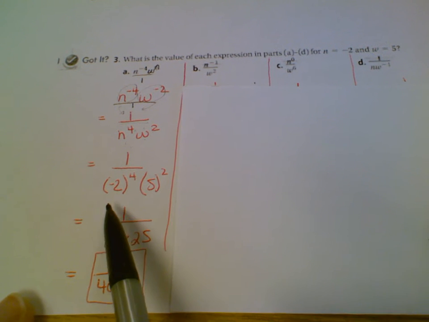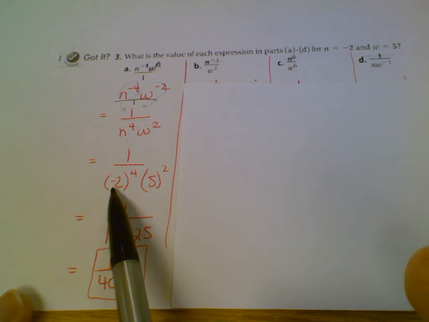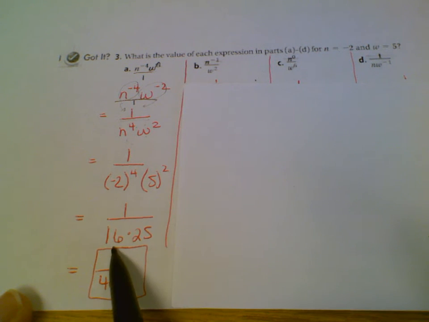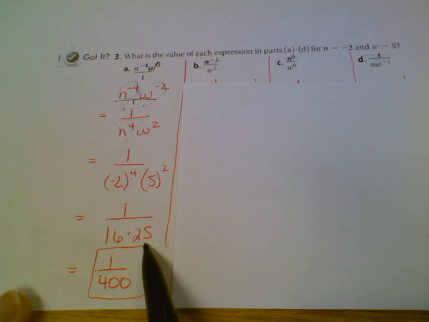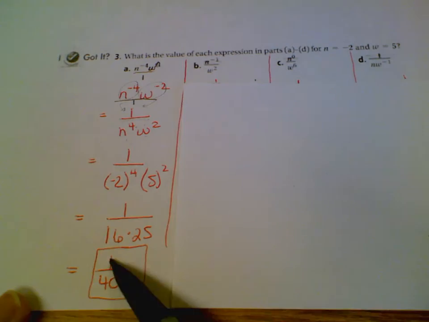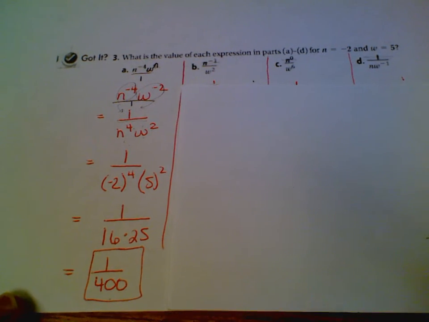Now I'm going to use my calculator and type it in with parentheses. So I would do negative 2 to the fourth, which is 16, and 5 to the second, which is 25, and then multiply those two together, so I would get 1 over 400.